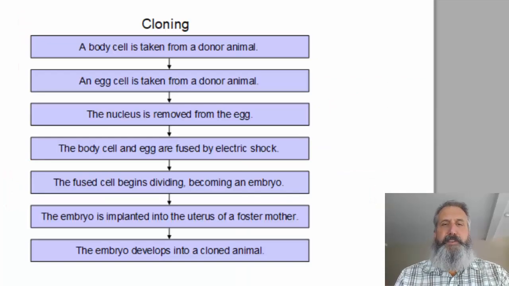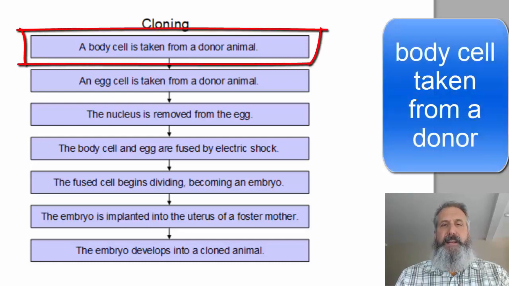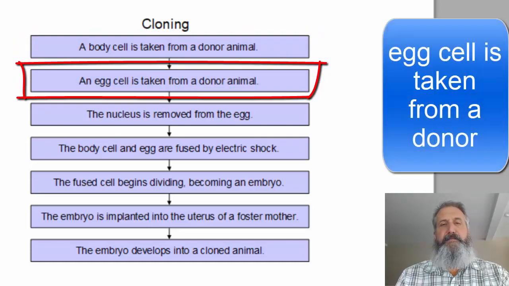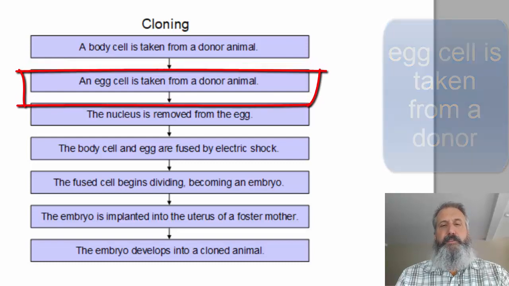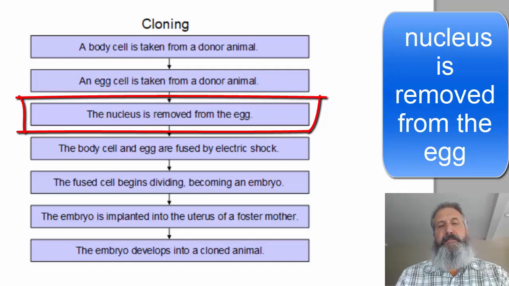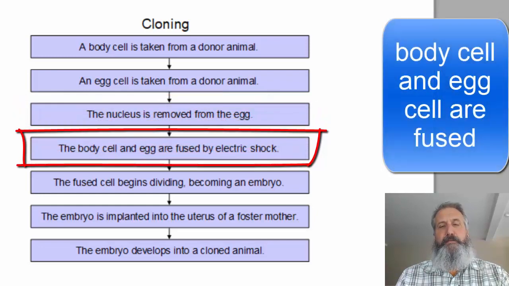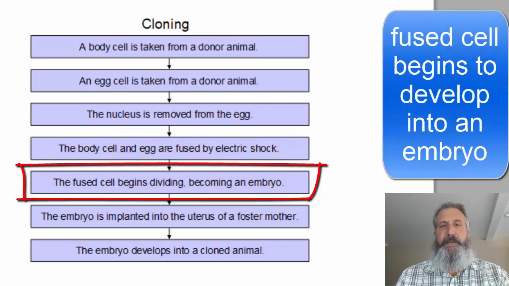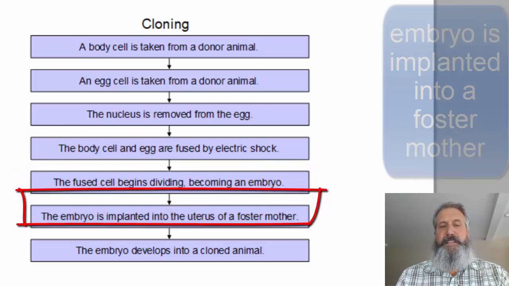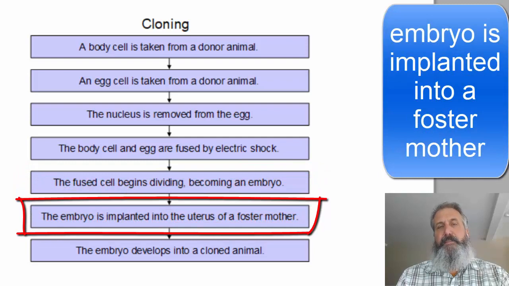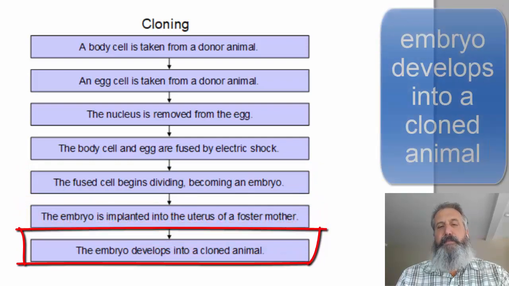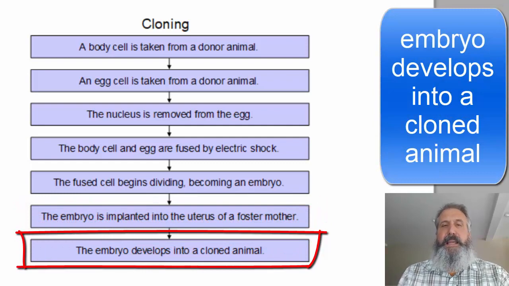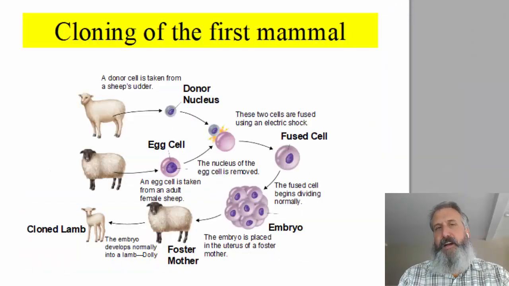Let's take a look at the steps used to produce Dolly. A body cell was taken from a donor animal. An egg cell was taken from a different donor animal. The nucleus was removed from the egg cell. The body cell and egg cell were fused by electric shock. The fused cells began to divide to become an embryo. The embryo was then implanted into the uterus of another foster mother, and then the embryo developed into a cloned animal. The process sounds complex, but it's not as complex as it seems.